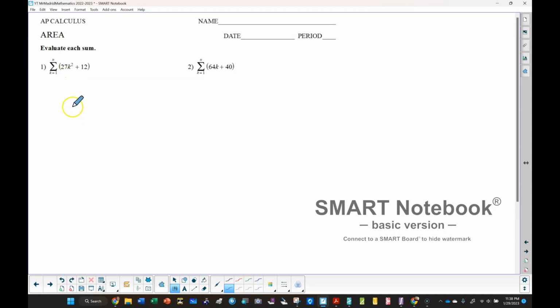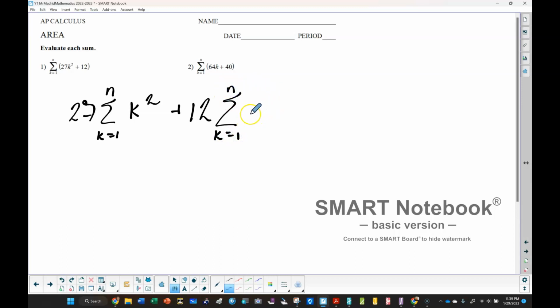We're going to break this up into a more workable form. We're going to separate the 27 and keep the k squared plus 12, sigma, and we're left basically with a 1 here.